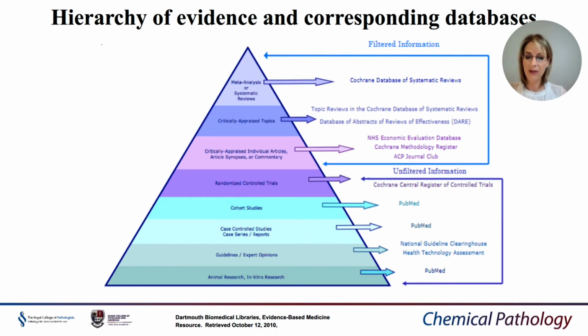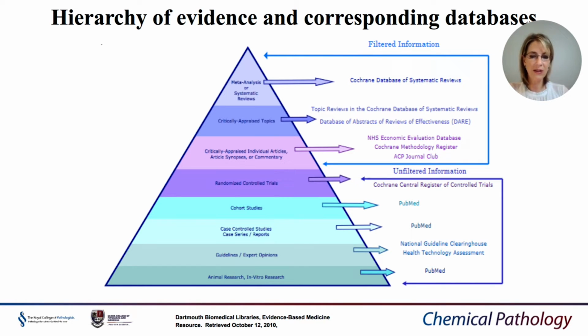The hierarchy of evidence begins at the foundation with unfiltered information and evidence. It still does. The top of the pyramid represents meta-analyses, as we've mentioned, that are highly filtered and verified. So the question is, if we are using this system plus the grading system, where do we find the corresponding databases for these types of trials?